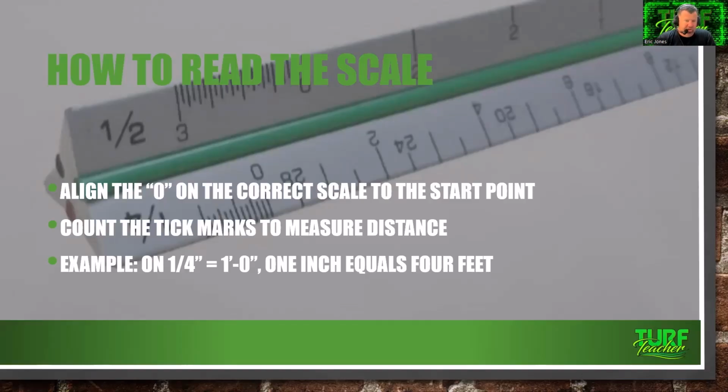But you're going to align the 0, not this information to the left or to the right here. You're going to put it at the 0. That's the correct scale to the start point. Count the tick marks to measure the difference. An example, 1/4 inch equals a foot, 1 inch equals 4 feet.